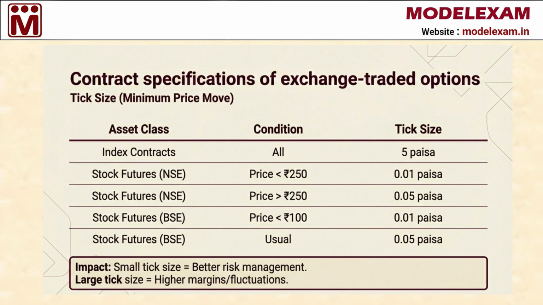Next, we have the tick size, which is the smallest amount a price is allowed to move. For index contracts, the tick size is 0.05 rupees or 5 paisa. For individual stocks, it can vary. Stocks priced below 250 rupees might have a tick size of 0.01 rupees, while those above 250 use 0.05 rupees. A smaller tick size is great for managing risk because it allows for very precise price adjustments.